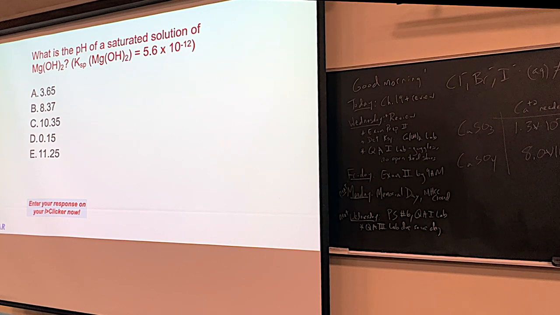What I would do here is first solve for solubility x. Think about how solubility and hydroxide are related. And from hydroxide, you can use 14 plus log hydroxide to find pH. So see if you can figure out what that value is.